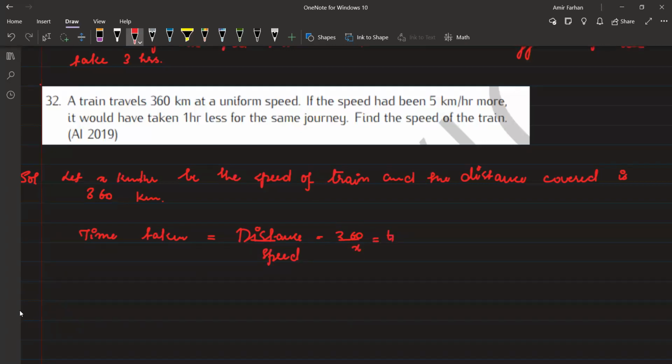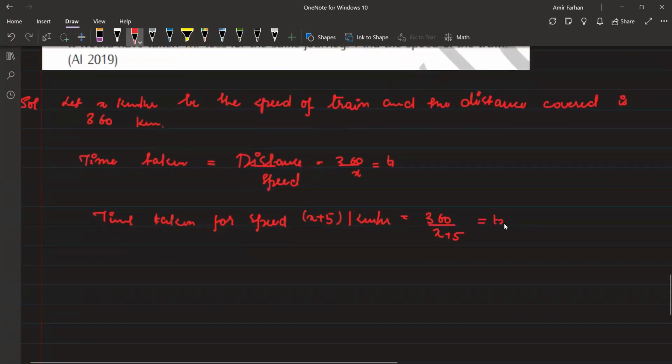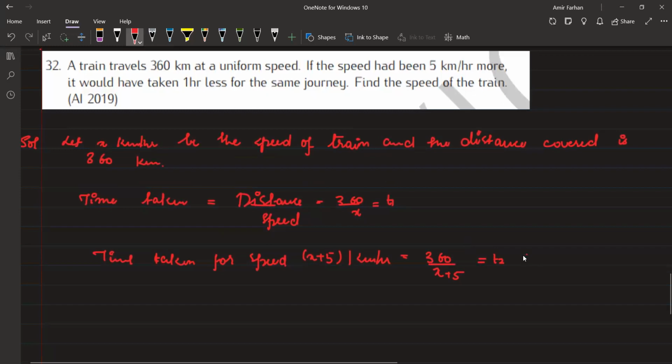Okay, if you increase the speed by 5 kilometer per hour, it will take 1 hour less than the previous journey. So time taken for speed x plus 5 kilometer is equal to 360 by x plus 5. So if you take the difference of these two times, it will be 1 hour less, because if this is taking 6 hours and the other is taking 5 hours, then if you subtract 6 minus 5, what you will get? You will get 1, right?